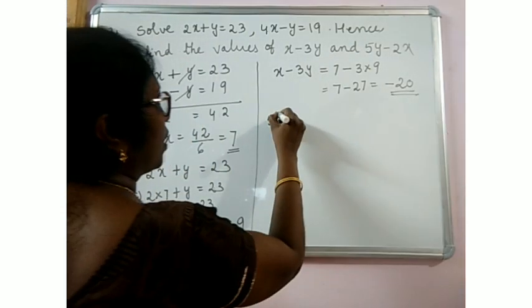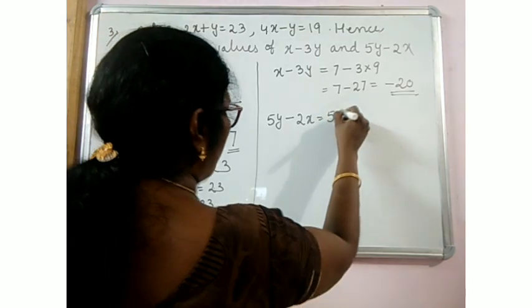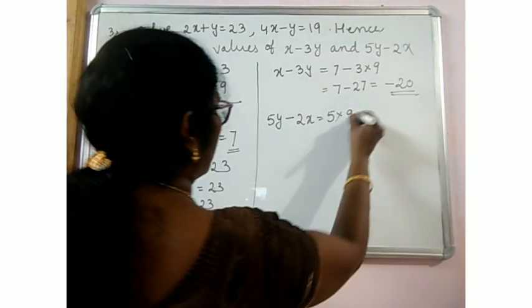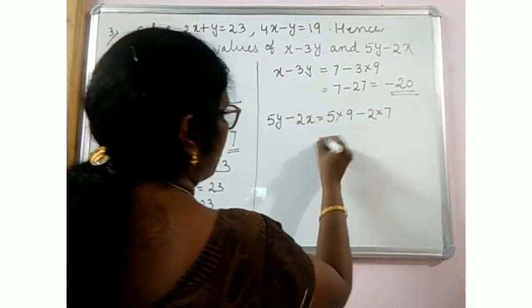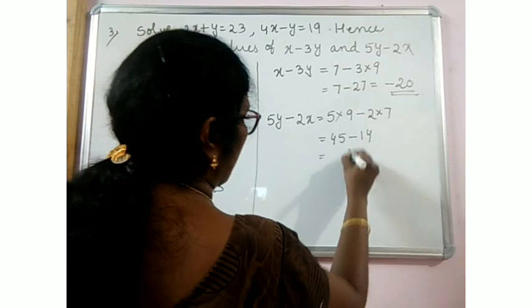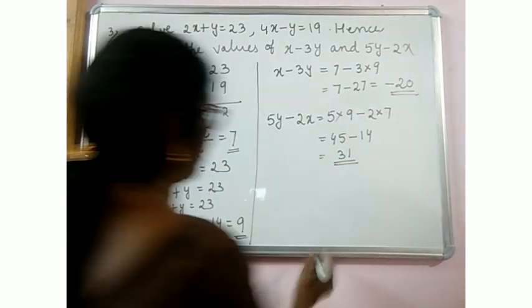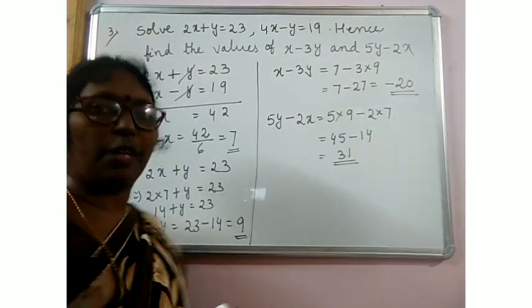Now we have to find one more expression, 5y minus 2x. 5 into y value 9, minus 2 into x value 7. 5 9s are 45, minus 14. If you subtract, you are getting 31. So this one is minus 20, and the value of this is 31.